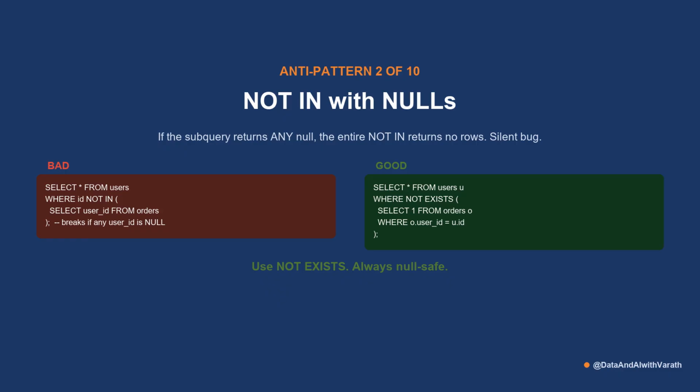Anti-pattern 2. Not in with nulls. Classic silent bug. If the subquery returns even one null, the entire not in returns no rows. None. Use not exists instead. Same intent. Null safe. Often faster too.